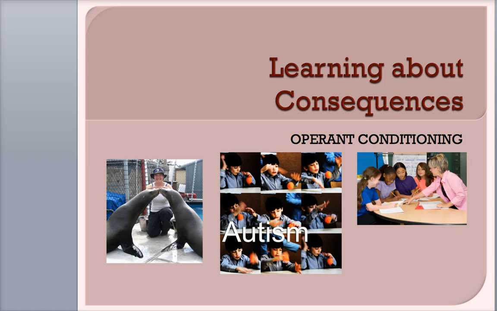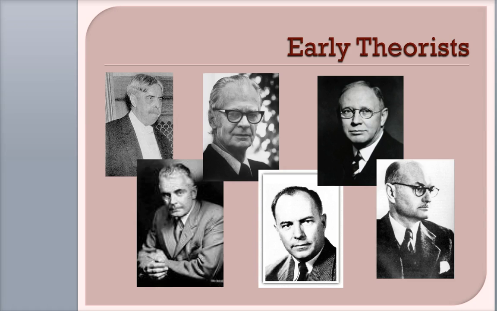And so I want to talk a little bit more about learning about consequences, and in particular I'd like to discuss some of the early theorists, a little bit of the history and background to operant conditioning or instrumental learning. There are several famous folks here. There's E.L. Thorndike and John Watson and Fred Skinner, Guthrie, Tolman, and Kenneth Spence. And so they're just some of the famous names that we'll be talking about as we go through this unit.